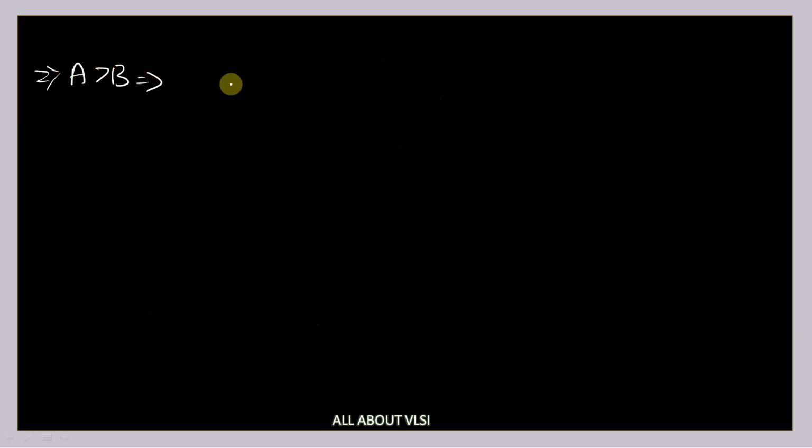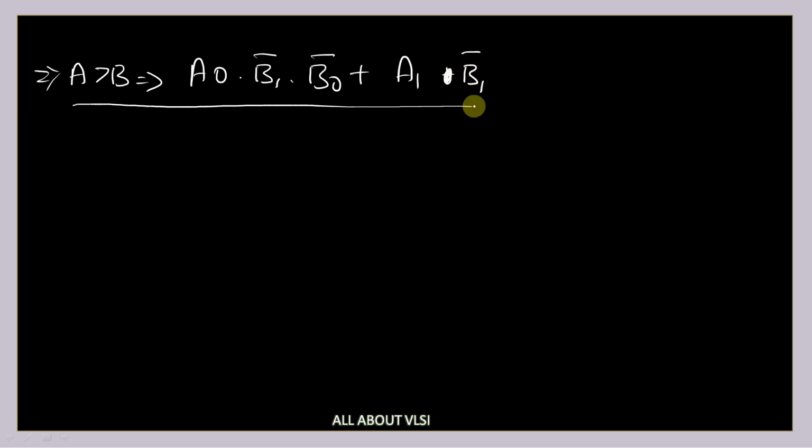So the equation for A greater than B is A0 dot B1 bar dot B0 bar plus A1 dot B1 bar. So this is the equation for our A greater than B. And one more term we will have, that is nothing but A1 dot A0 dot B0 bar. So this is the equation for our A greater than B.